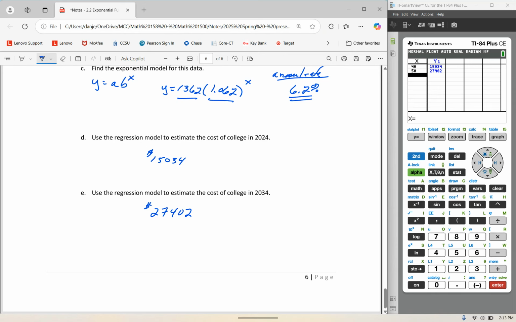Okay? And so there's our look at exponential regression. We've looked at the exponential functions, just like in a previous video. We looked at quadratics, and before that, linear.